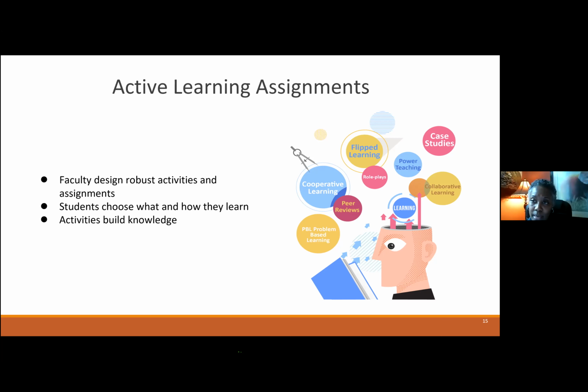Active learning assignments should be designed to allow students an opportunity to interact with the content, an opportunity to interact with their peers, and an opportunity to interact with the instructor. Although students have the opportunity to choose how they learn, faculty still need to provide students with orientation materials. So videos or voiceover screen tools are available to help with creating these instructions and navigational resources.